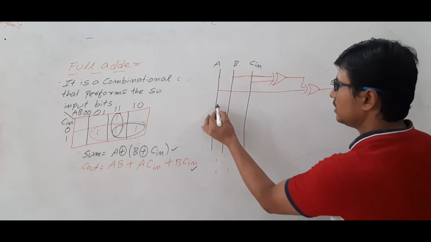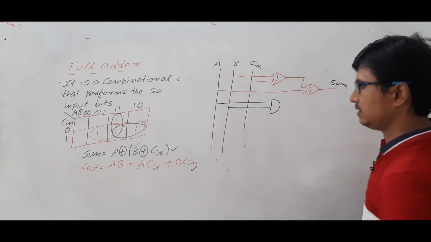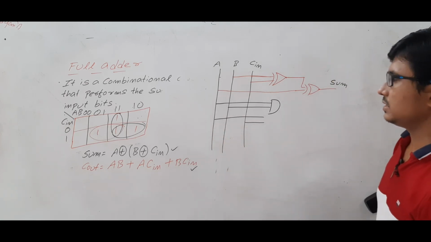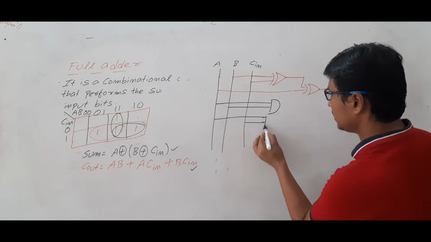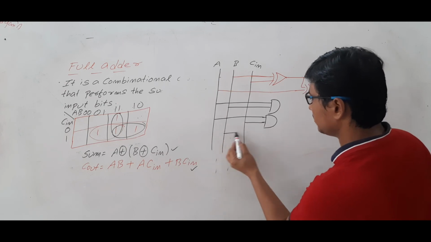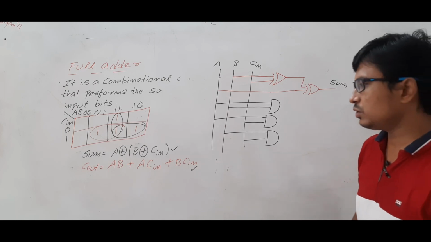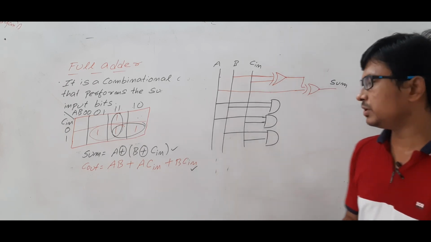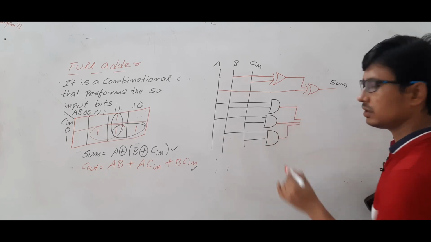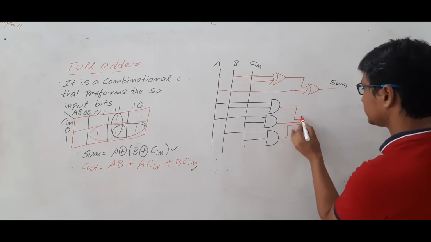C out is what? A and B, you have to use an AND gate, and similarly A and C in, is it clear? You have to perform an AND gate. I hope it is looking like an AND gate for you. B and C in, again you perform an AND gate. Now what you have to do? You have to perform OR between all these gates. So OR, you can write it as OR gate like this.